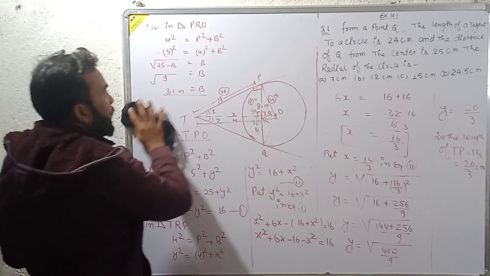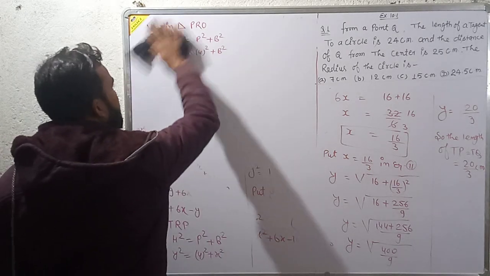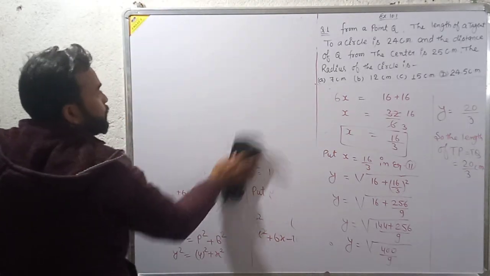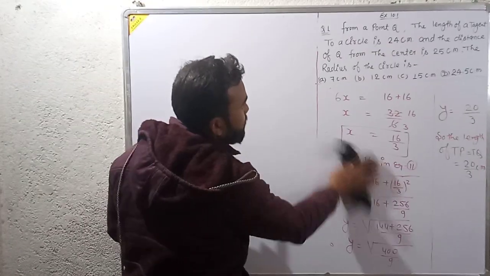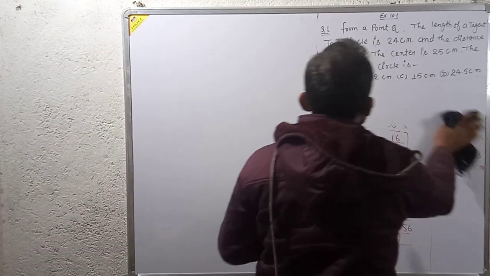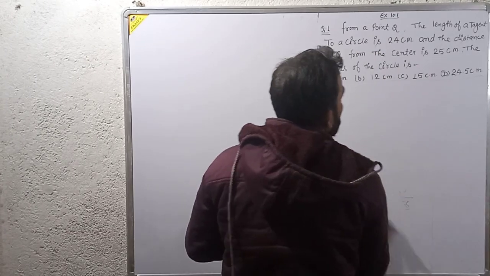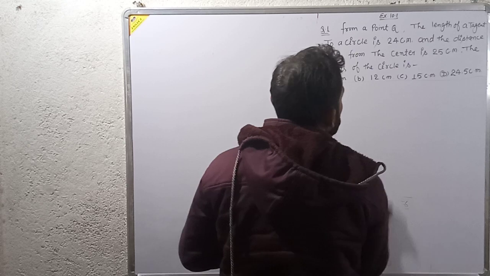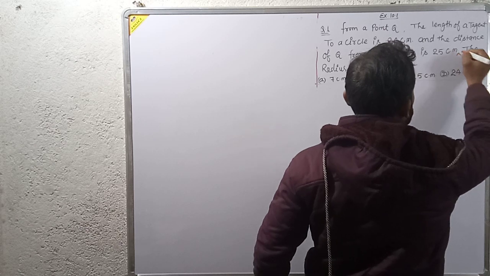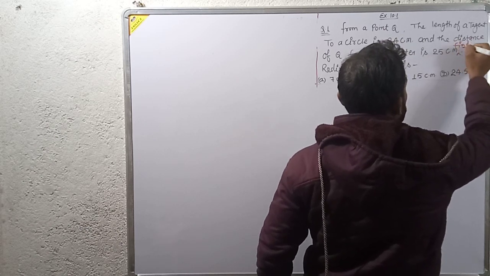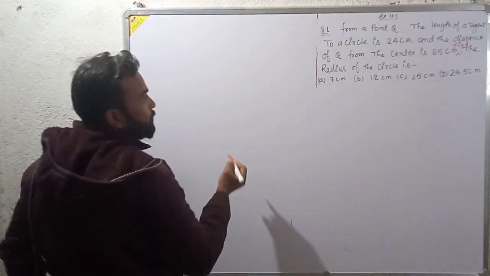Now again solve question number first, exercise 10.1. The question is: from a point Q, the length of a tangent to a circle is 24 centimeter and the distance of Q from the center is 25 centimeter. Find the radius of the circle. Clear?